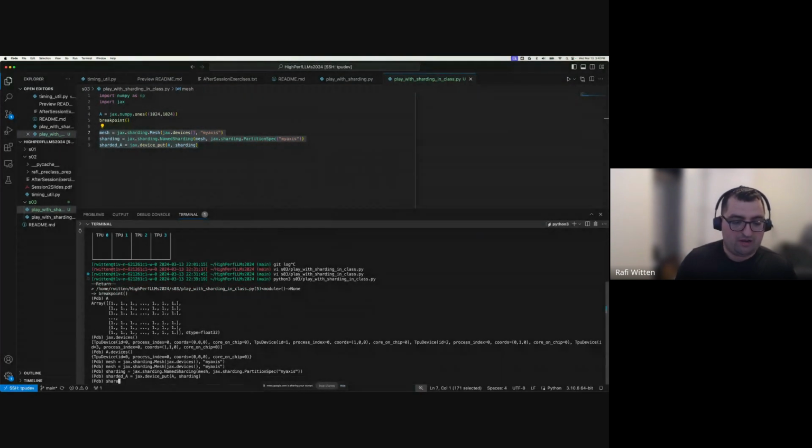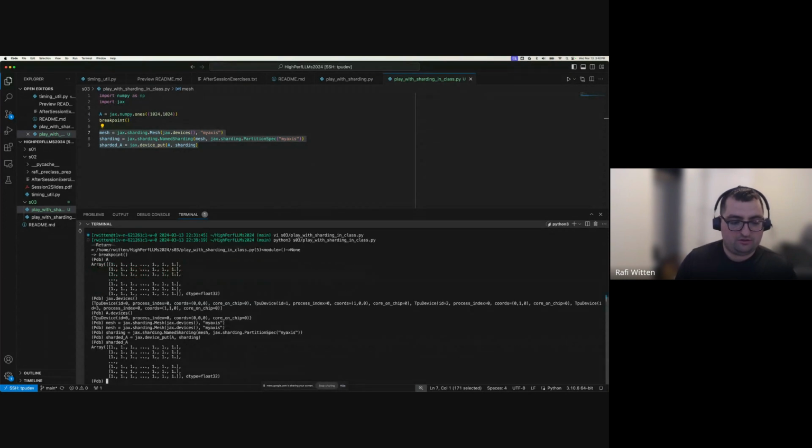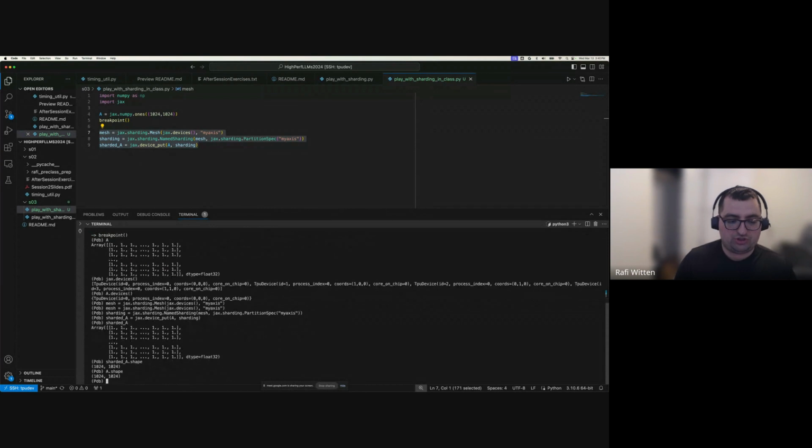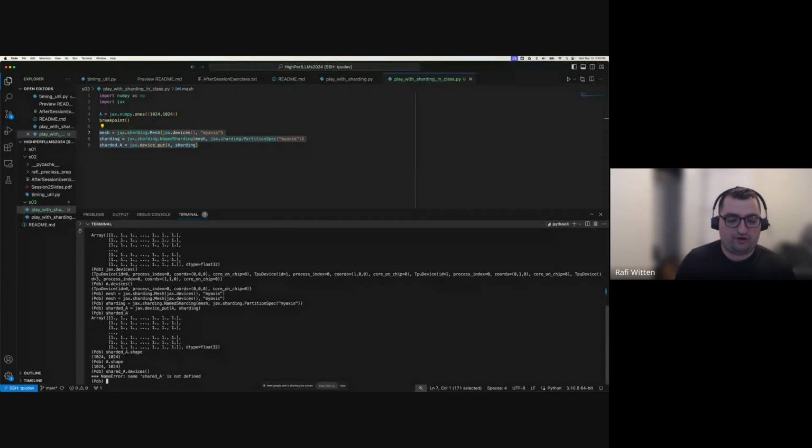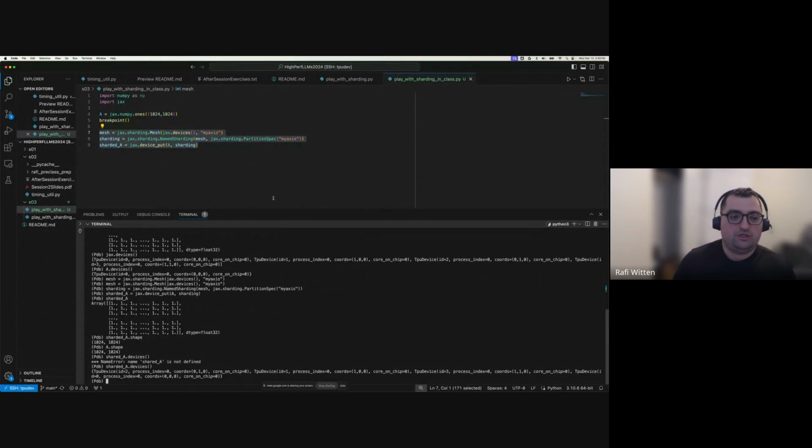Perfect. So now when we look at sharded A, okay, well, what happened? Well, A was 1024 by 1024, sharded A is 1024 by 1024. But the difference between them is actually sharded A dot devices should refer to all of our devices. Sharded A. Perfect. So we can actually go a little bit deeper.